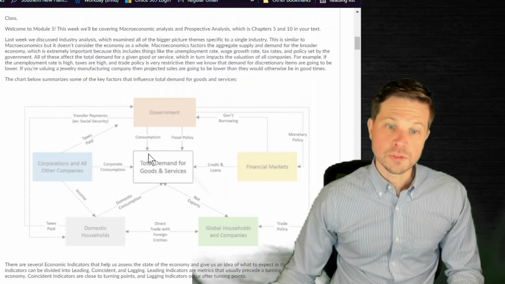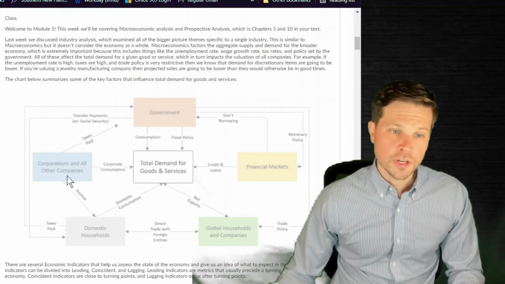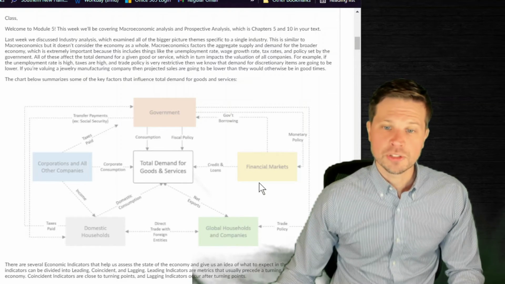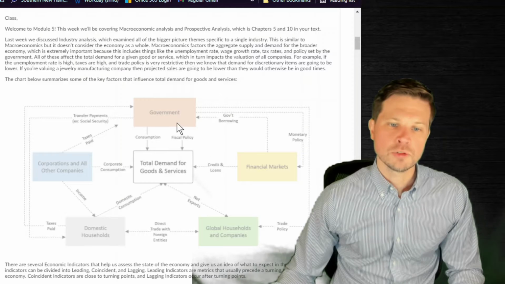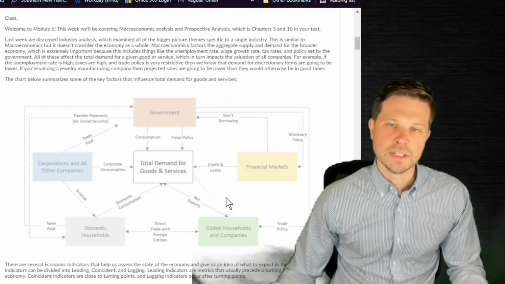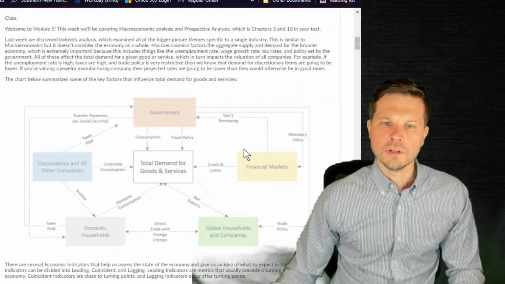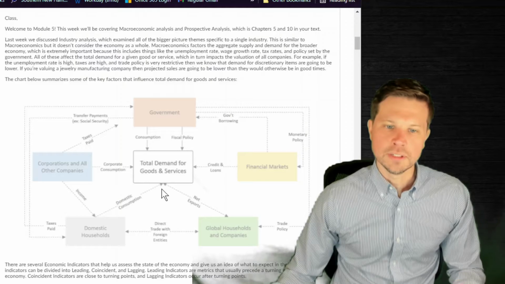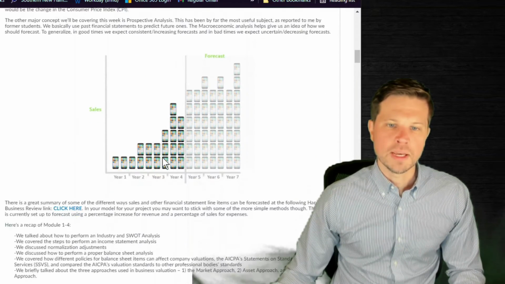The government consumes goods and services. They make purchases. Households make purchases. Corporations, institutions make purchases. Financial markets, they extend credit and give loans to help make expansion possible. The government also creates fiscal policy. There is demand from abroad, so you'll have imports and exports, and the net of those will be your net imports or net exports. So there's just a whole lot of factors that will affect the demand for goods and services. Now, that will help you perform a prospective analysis.